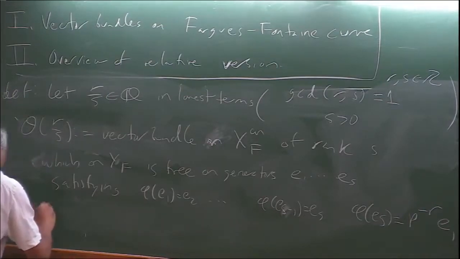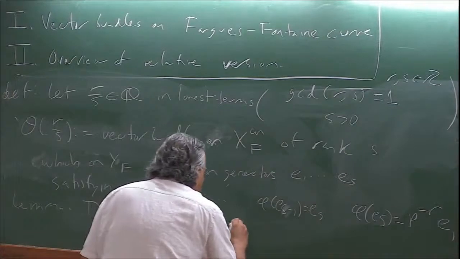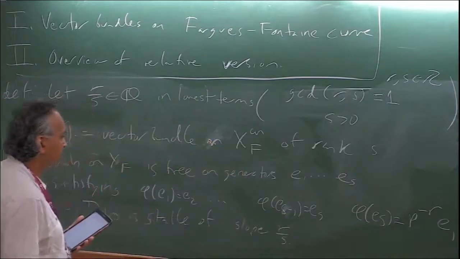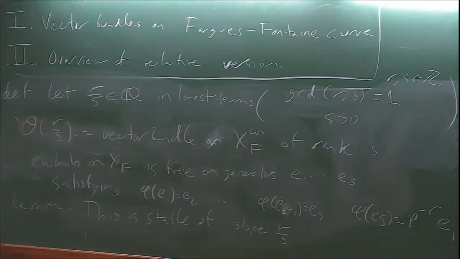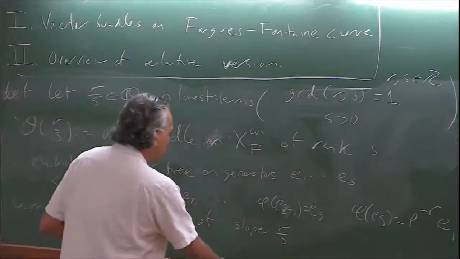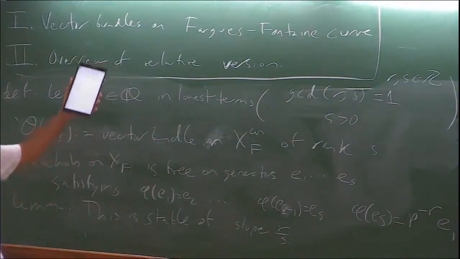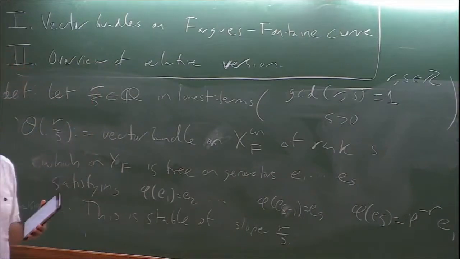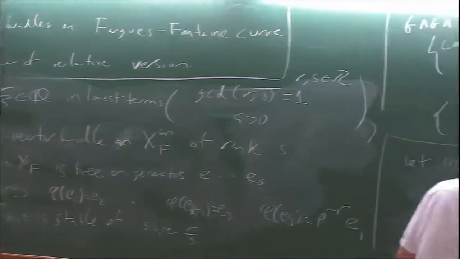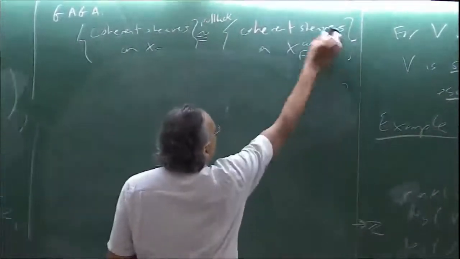So lemma: this is stable of degree s, slope r over s. If you do this in terms of the s-fold covering, then this just comes down to the fact that on the covering curve, O of r is again slope r. Yes, stable.